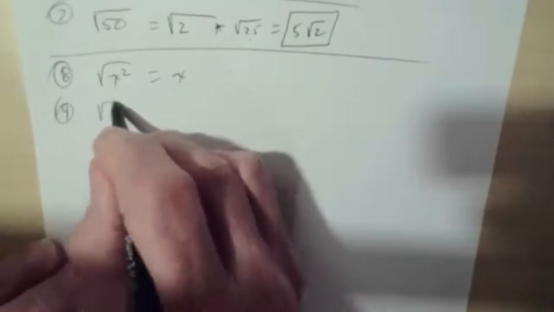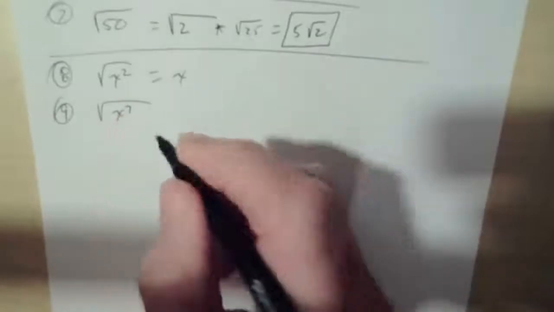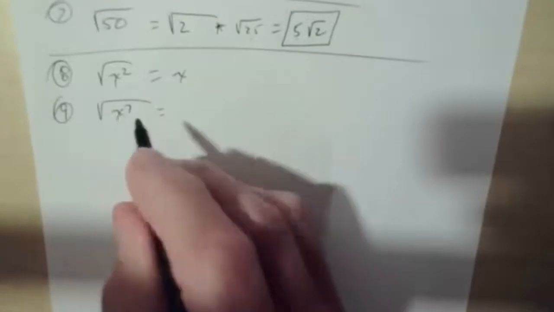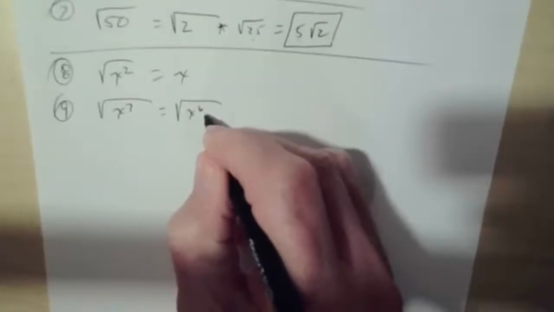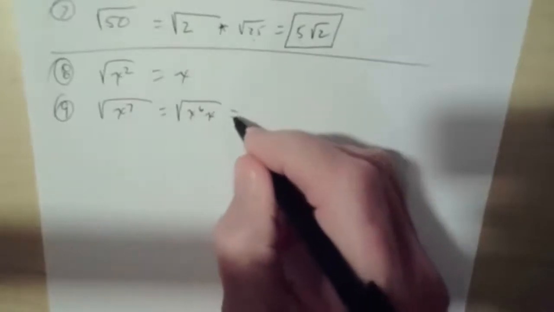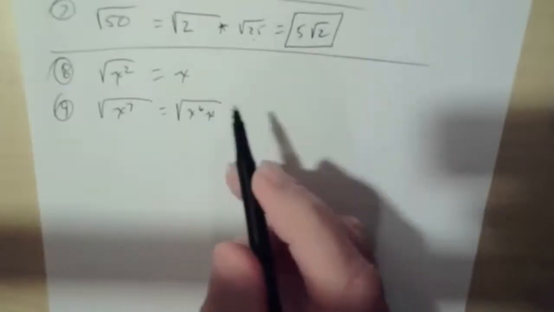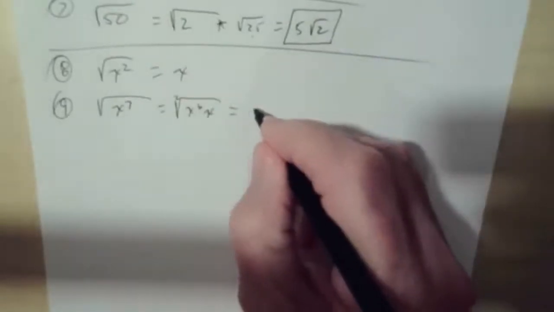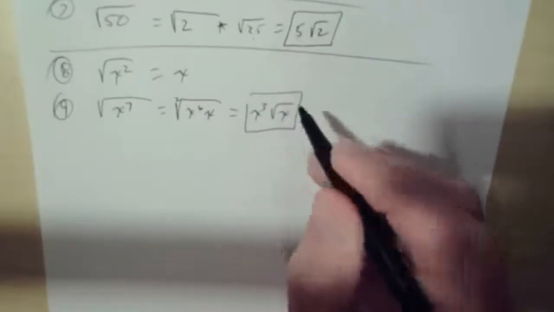Number 9. Square root of x to the 7th. Can't take the square root of an odd number, so we have to factor this into the square root of x to the 6th times x. X to the 6th times x is x to the 7th. Can we take the square root of x to the 6th? Yeah, all we do is we divide the exponent by 2 because our index there is 2. So that is x cubed times the square root of x. Remember, when you take the square root of it, it comes out of the radical.